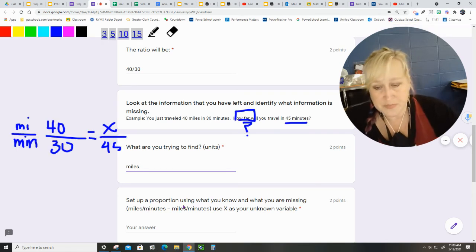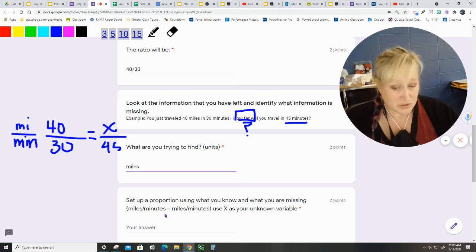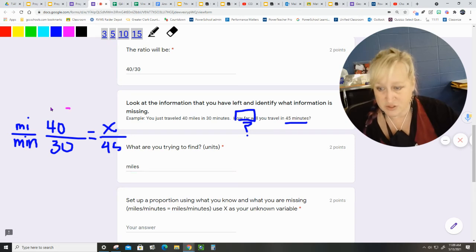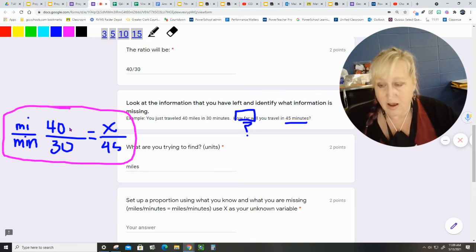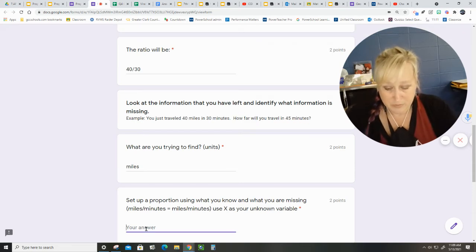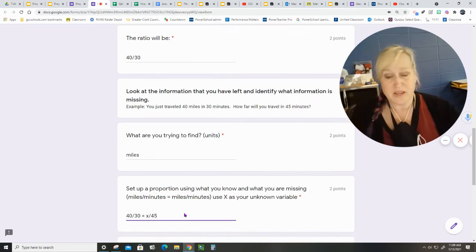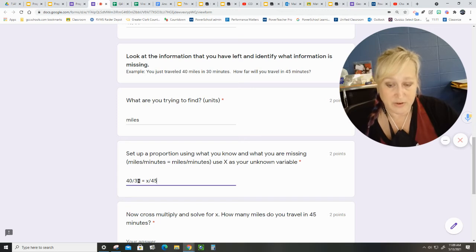Set up a proportion using what you know and what you are missing. Miles over minutes equals miles over minutes. That is what I just went over right here. I have miles over minutes and miles over minutes. And it says to use X as your variable. So I will type 40 over 30 equals X over 45, miles over minutes, because we didn't know that for 45 minutes. So let's make sure that that makes sense. 40 miles for every 30 minutes. How many miles in 45 minutes? It reads the same, so I'm good to go.